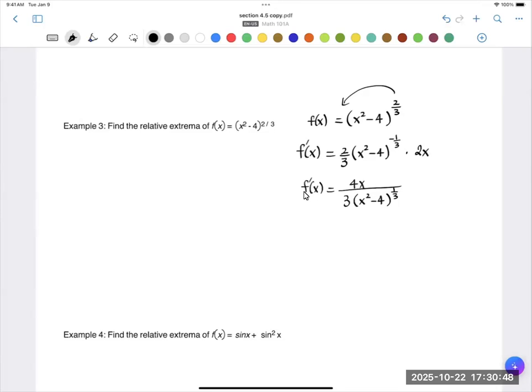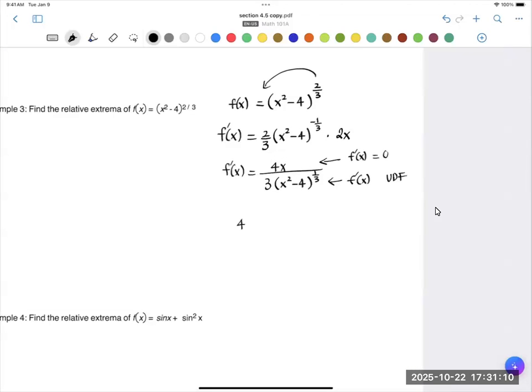Now, from the previous section, we learned that a critical point occurs when the derivative is equal to 0 or undefined. So f prime equal 0 comes from the numerator, and f prime undefined comes from the denominator. So all we have to do is set the numerator equal to 0 and solve for x. x will be 0. And for f prime undefined, we're going to set the denominator equal to 0.